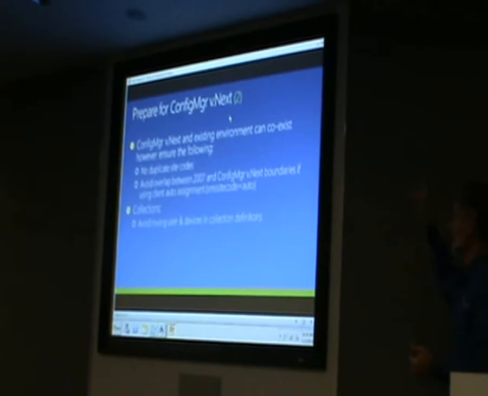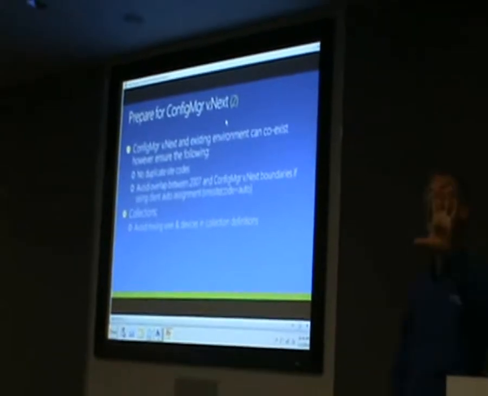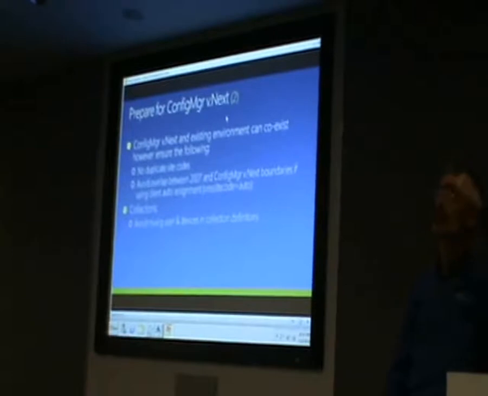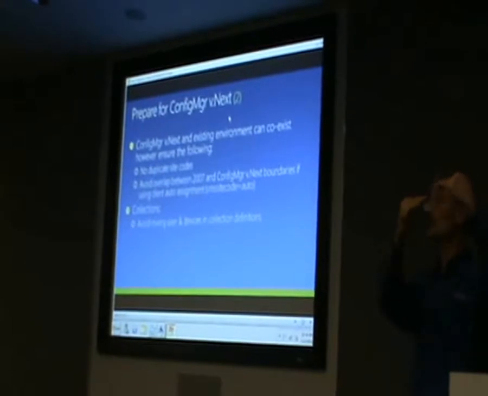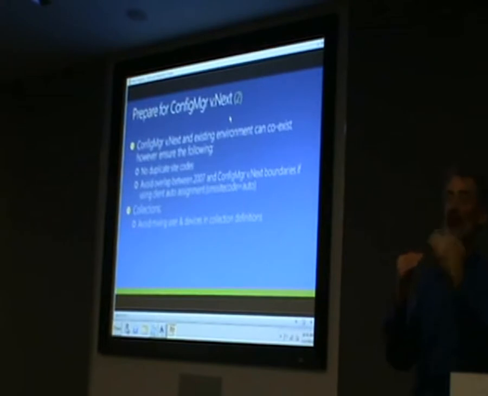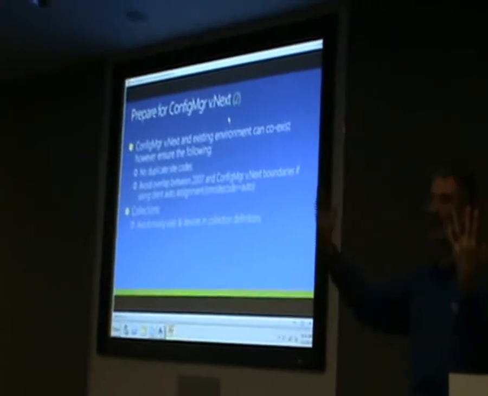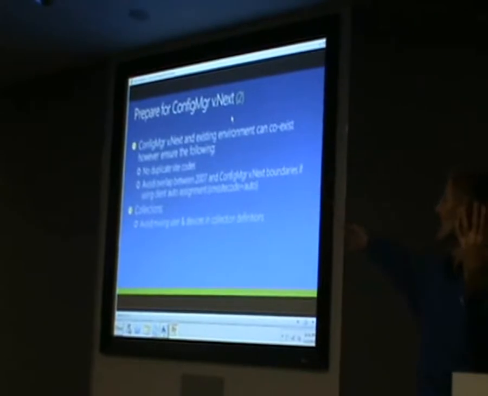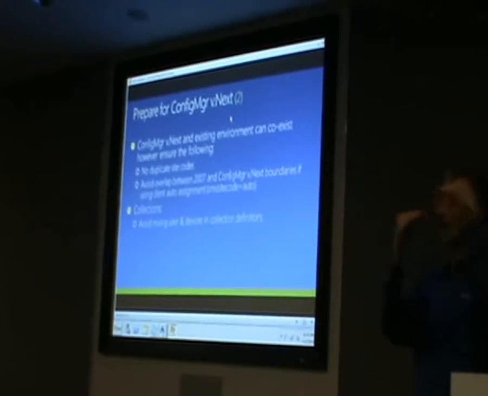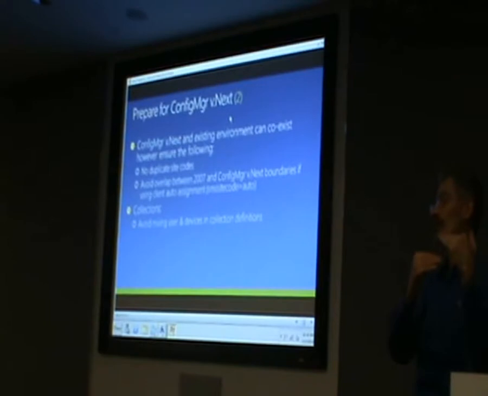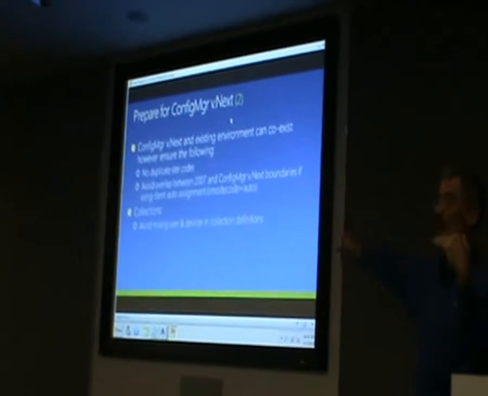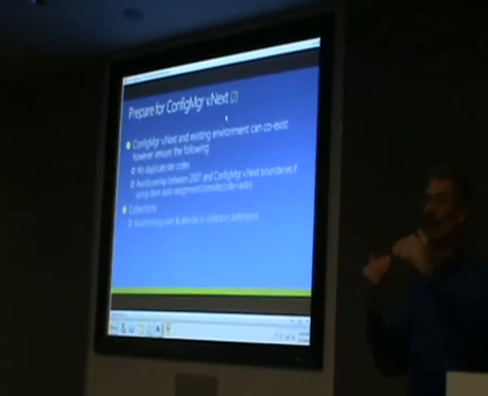Collections. Today in 2007, you can create a single collection that has both user rules and system rules, device rules in the same collection. We don't allow that in vNext. Either a user collection, which includes groups, or a system collection or a device collection. If you have collections in 2007 that have mixed rules, we will not migrate them over. So you have to clean out your collection so you're not having mixed object types in the same collection.